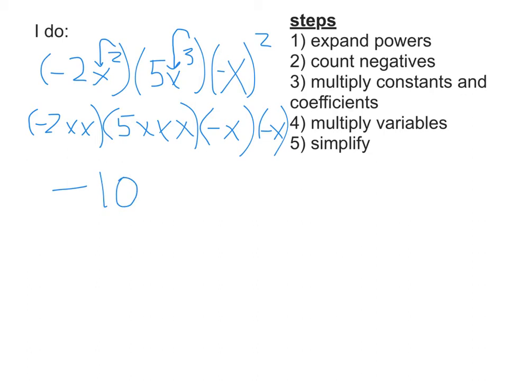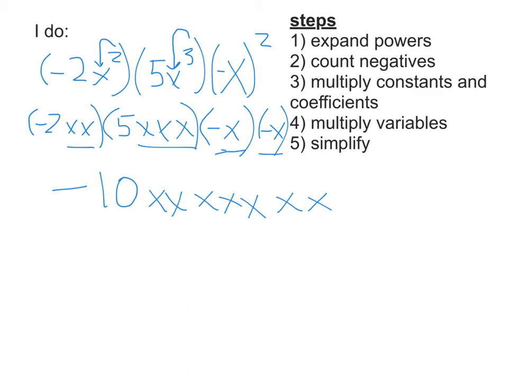Okay, so then my very next step is to multiply my variable. So I'm just going to rewrite this. I'm going to say that there's 2 x's here, so x times x, and there's 3 here, x times x times x, that's 3, and then a 4th x, and then a 5th x. So now I have negative 10 x times x times x times x times x times x times x.